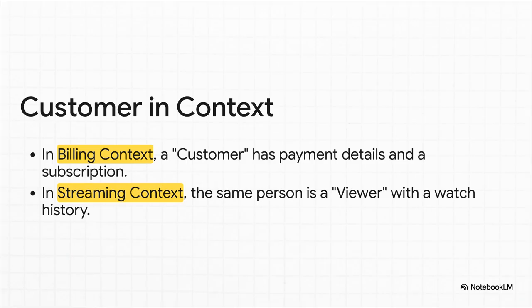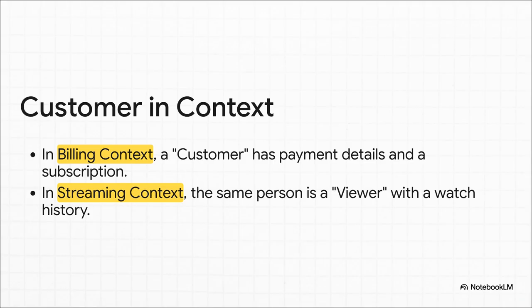Let's use a real-world example, like Netflix. Think about it. In their billing context, a user is a customer. What defines them? Their credit card info, their subscription plan. But in the streaming context, that same exact person is a viewer. And what defines them there? Their watch history, their profile settings. It's the same real person, but they are represented by completely different models because they exist in different bounded contexts.